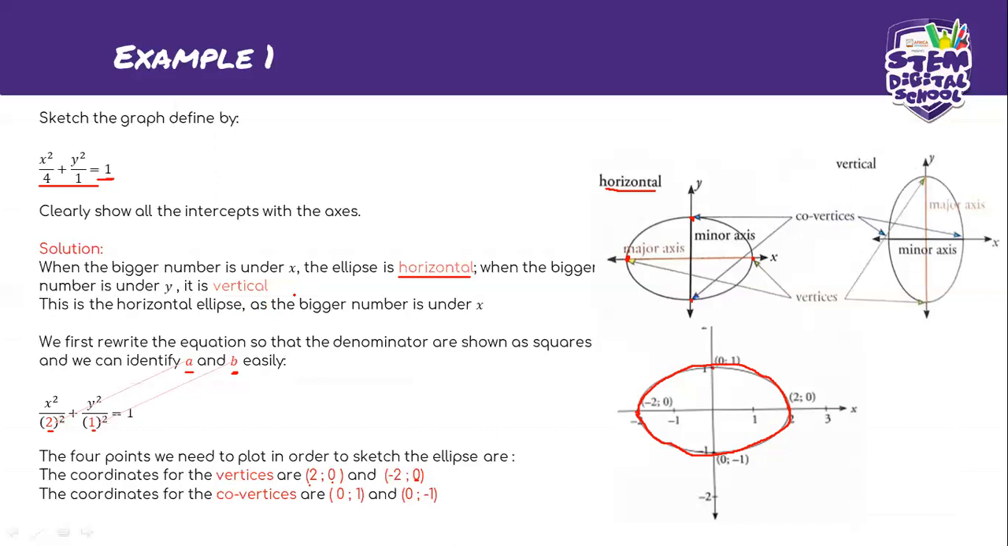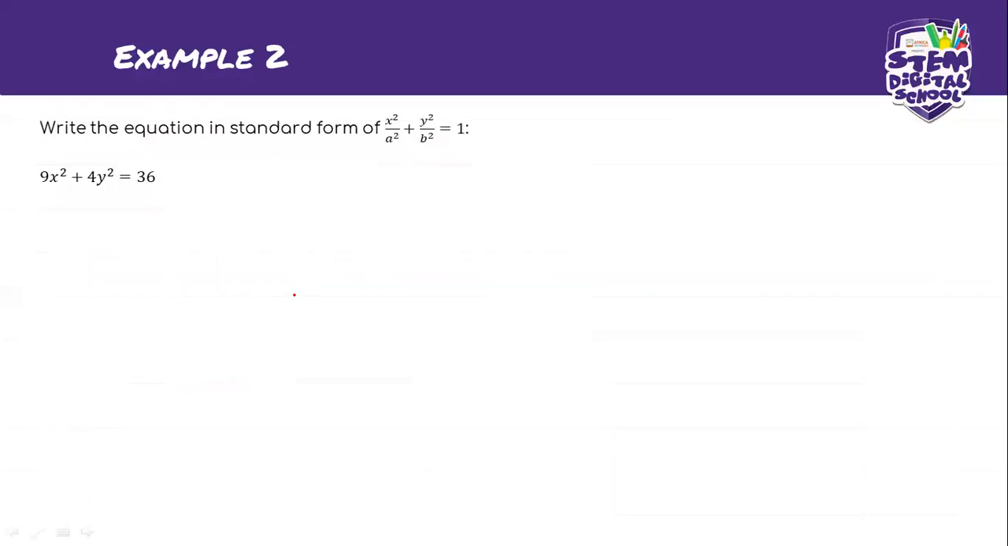Okay, let me proceed. Now let's go to example 2. It says write down the equation in the standard form. Now you have to put it in the standard form. Look at what we have in this case. Something new, but we should put it in this standard form. Earlier I explained that make sure that on the right-hand side you have 1. In this case, it's not 1, but it's 36. We'll see how we do that.